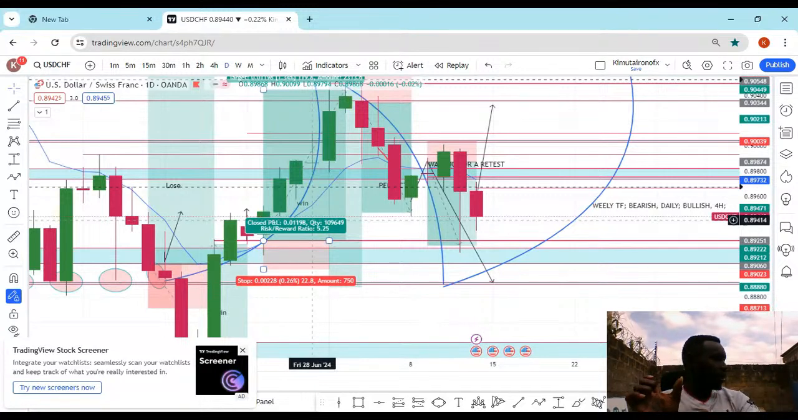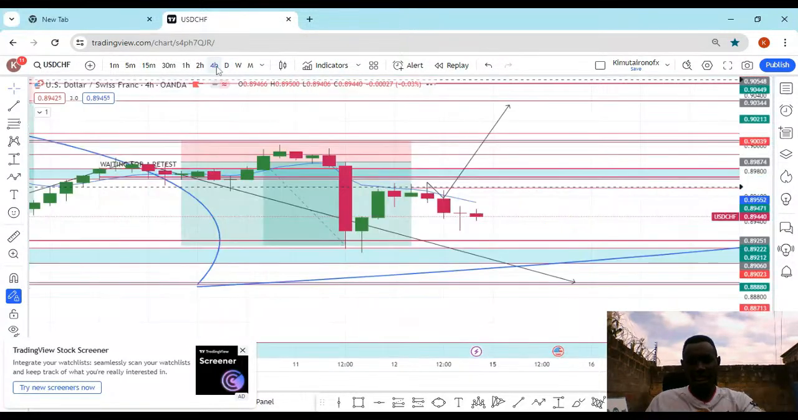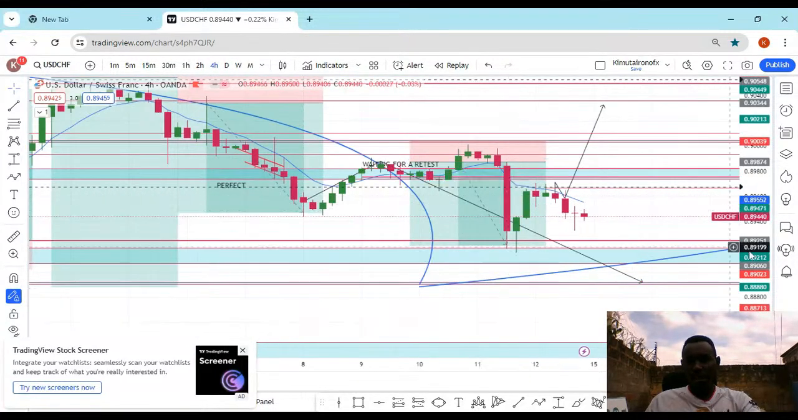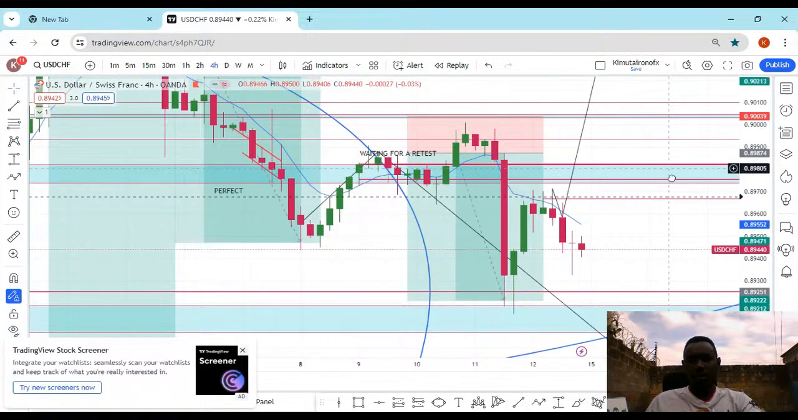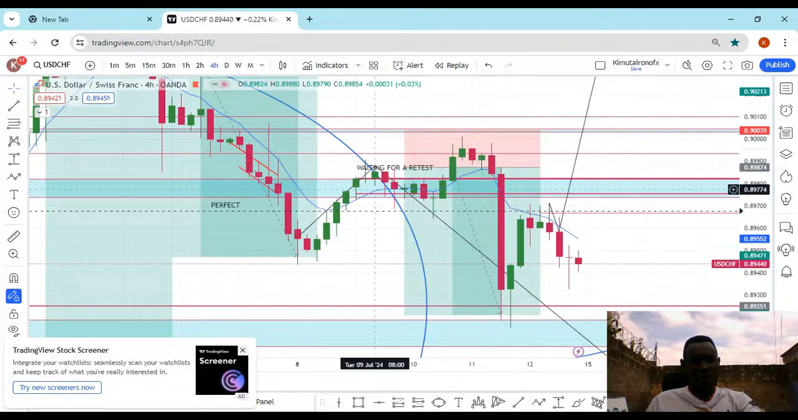But when you come down to the 4 hour time frame, you will find out exactly that this thing really played out. Because let's see, we formed an uptrend. We formed a series of lower high, lower low.